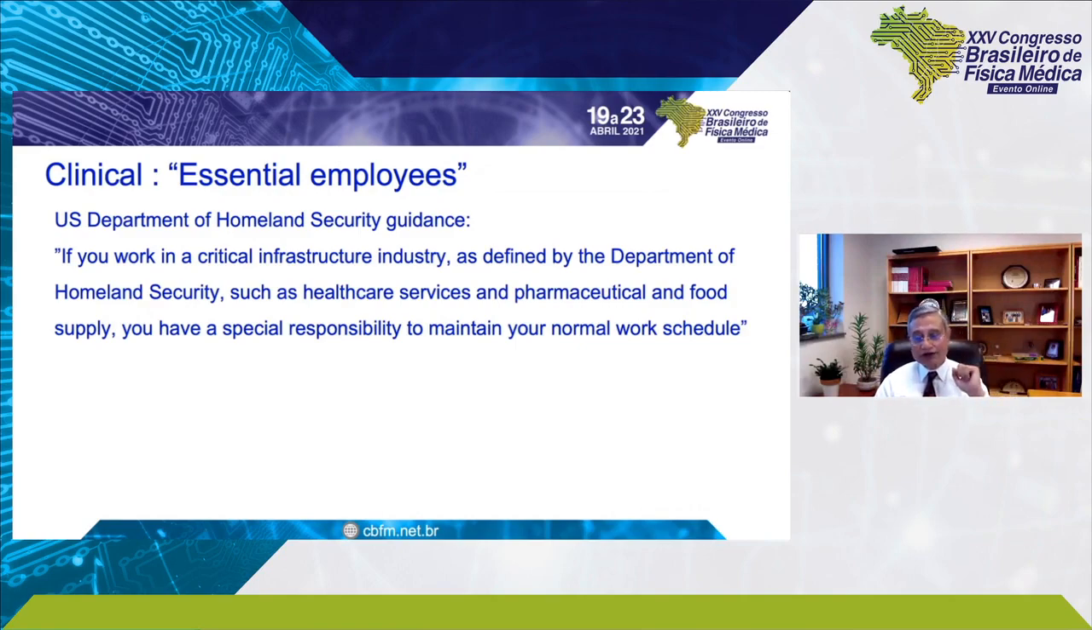So last March, the US Department of Homeland Security's Cybersecurity and Infrastructure Security Agency issued its guidance on the essential critical infrastructure workforce. In that, one of the things they stated is that if you work in a critical infrastructure industry, as defined by the Department of Homeland Security, such as healthcare services and pharmaceutical and food supply, you have a special responsibility to maintain your normal work schedule. It is also recommended that for events where facility access is limited, the administration must understand the roles that the various personnel play in patient care and that they are deemed essential at the onset of the event.